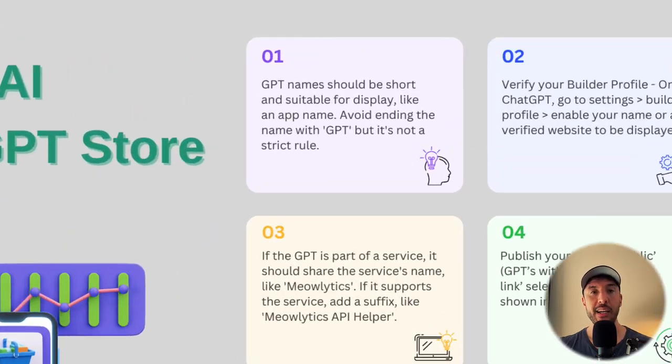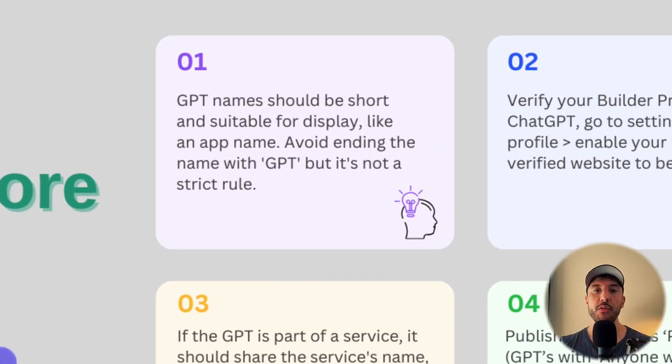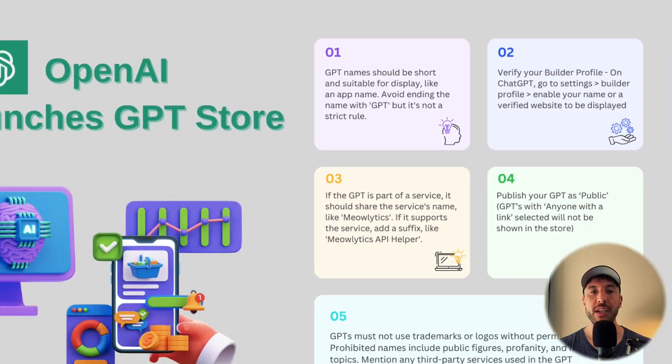Number one, naming conventions for GPT. When it comes to naming your GPT, think short and snappy, similar to an app name in the App Store. This helps in making it easily recognizable and fitting well in places like the ChatGPT sidebar that will exist in the ChatGPT store. A little advice: try to steer clear of ending the name with GPT. While it's not a strict rule, it does give your project a unique identity.